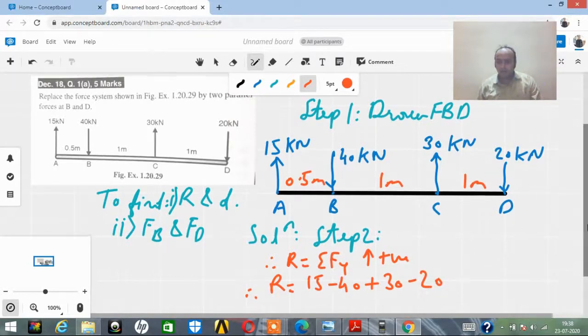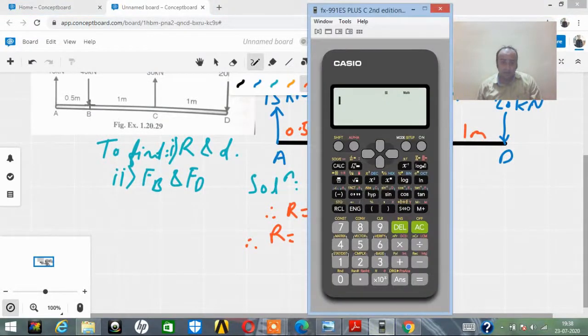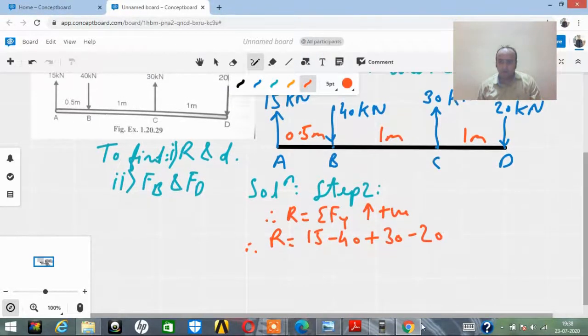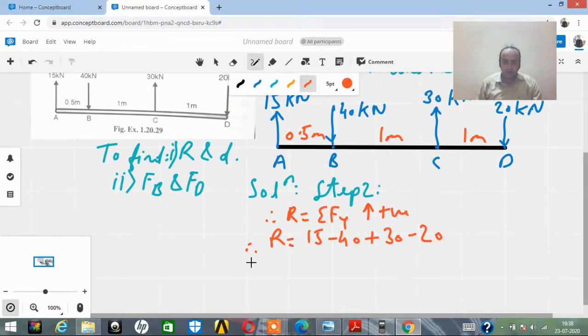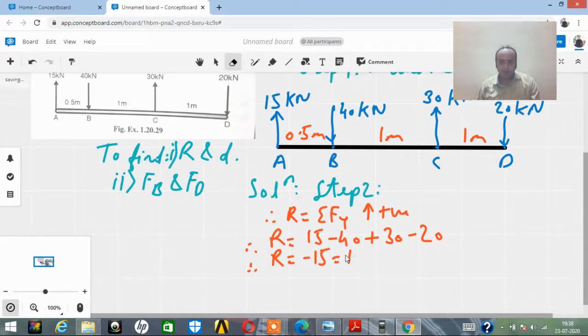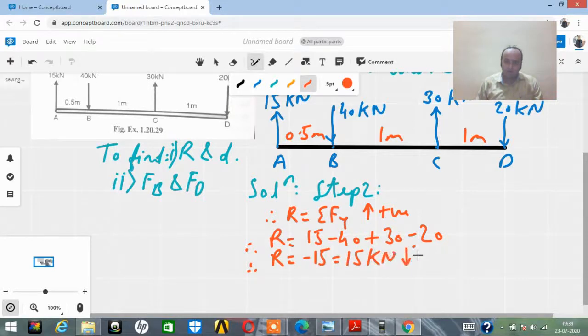The same with the help of the calculator, my dear friends, we'll be doing it over here. I can see the diagram a bit uppish, I'll be taking it over here. So it will be 15 minus 40 plus 30 minus 20. So it's done. It is minus 15, my dear friends. Therefore, R is equal to minus 15, that is equal to 15 kilonewton in downward sense. Now next step will be step number 3, that is location of R.